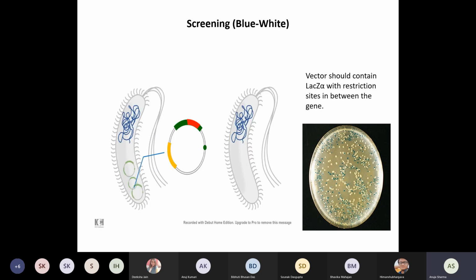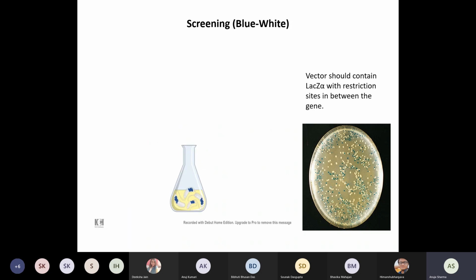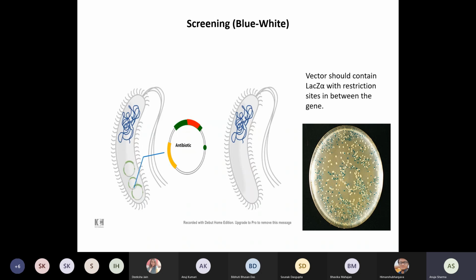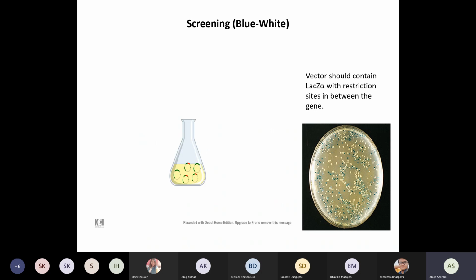Some of the bacteria have the plasmid, some of the bacteria might not have the plasmid, but the bacteria which has the plasmid has the antibiotic resistance gene as well, right? Now, when you are preparing the media, you're putting antibiotic into the media. So if the bacteria don't have an antibiotic resistance gene, it would simply die. It cannot survive in that environment. Only if the bacteria has the antibiotic resistance gene can it survive. So this problem is solved.